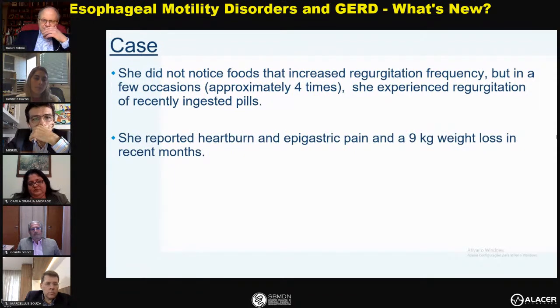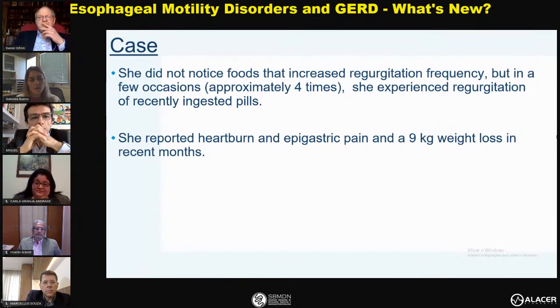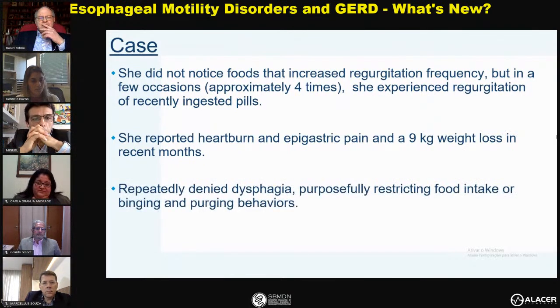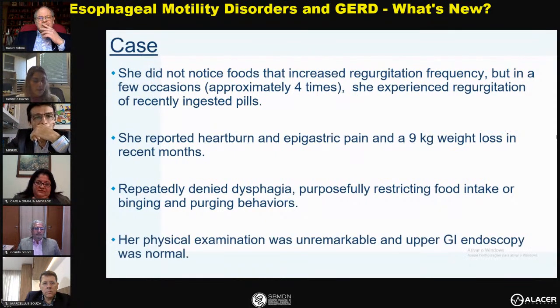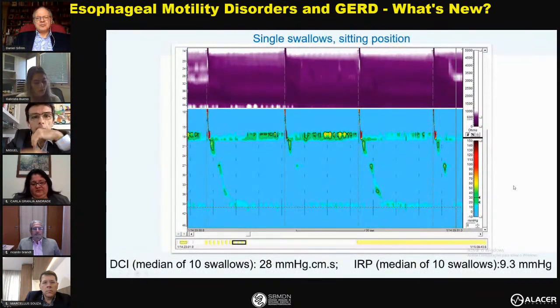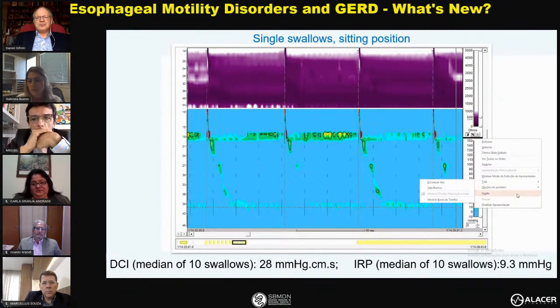She reported heartburn and epigastric pain and a 9-kilogram weight loss in recent months. She repeatedly denied dysphagia, purposefully restricted food intake, or binging and purging behaviors. Her physical examination was unremarkable and upper GI endoscopy was normal. So here we're going to start with the first high-resolution manometry frame.